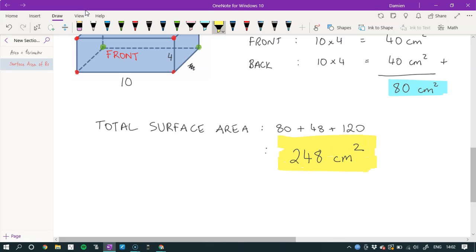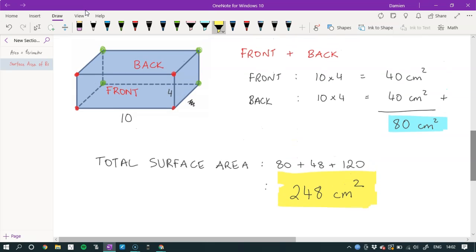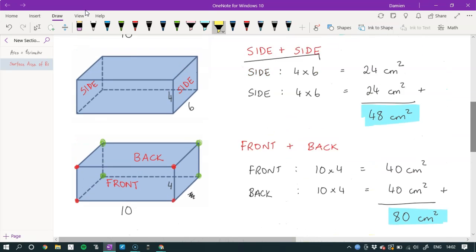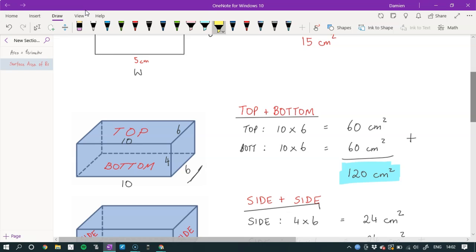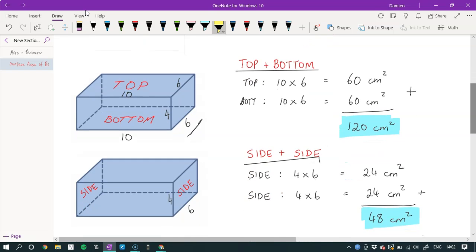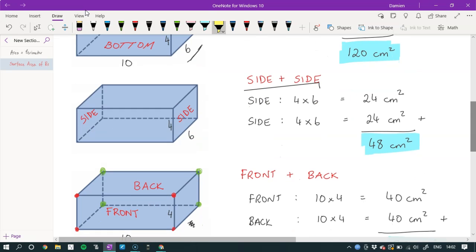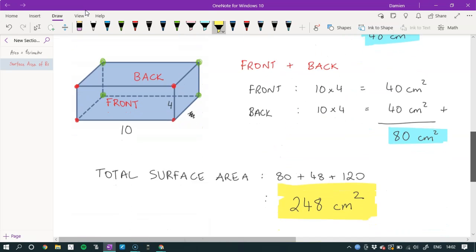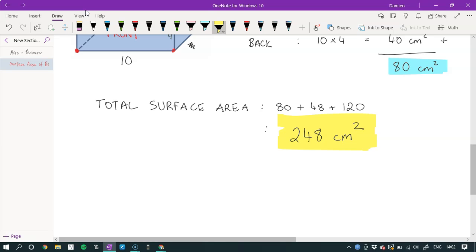Now, pretty much that's all there is to surface area. If you're given a box, you're going to have to break it down into its individual sides. Work out what the area is for the top and the bottom, work out what it is for the sides, and then work out what it is for the front and the back. And then add up all your totals, and you get 248.